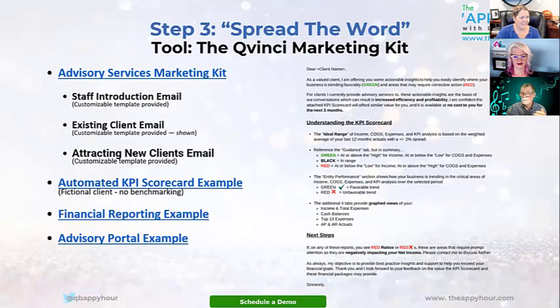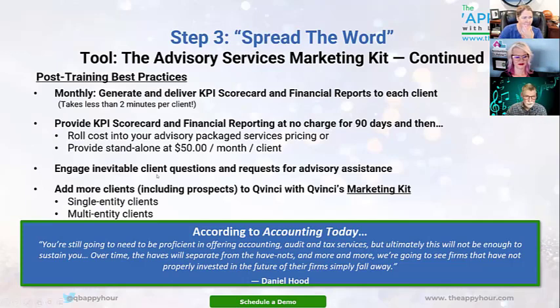Now, the advisory and the marketing kit: deliver it in 2 minutes. Some suggested pricing. You asked, how do you price this? How do you launch it? This is our suggestion. It's extremely successful. Take some clients, put them in the system. Qvinci is very cost effective. I mean, you could not do what we do for what we charge. And give it to your clients for 90 days. Don't charge them anything. As they say, get them hooked on the drug.